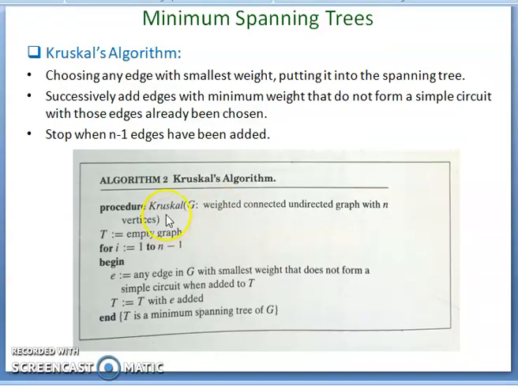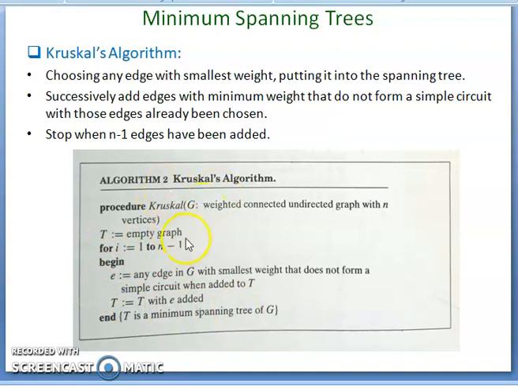See the procedure Kruskal's. G is the connected undirected graph, the input with n vertices. Initially T is the empty graph. In the previous Prim's algorithm, you take the first minimal edge. So that's why the for loop runs from 1 to n minus 2, because the total number of edges is n minus 1 only. One edge is already considered, so in Prim's algorithm the for loop repeats n minus 2 times.